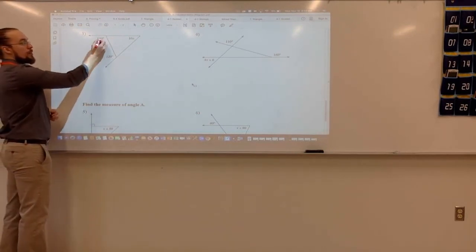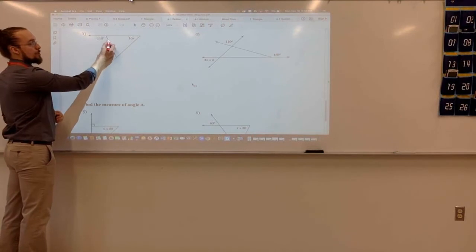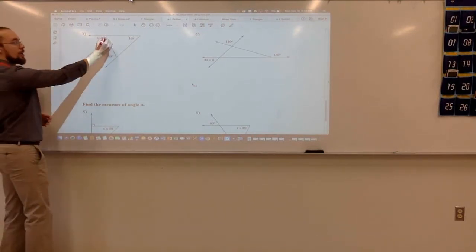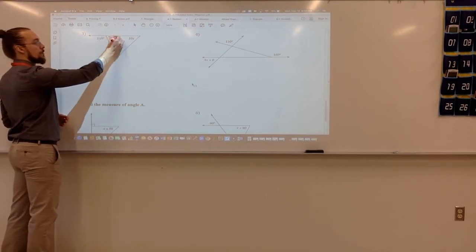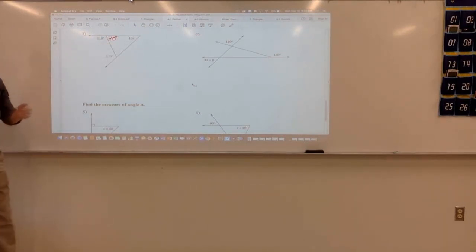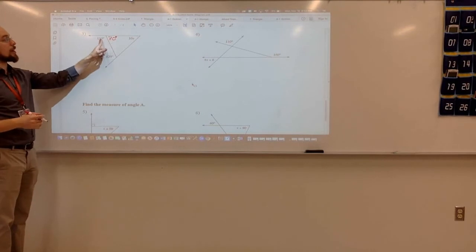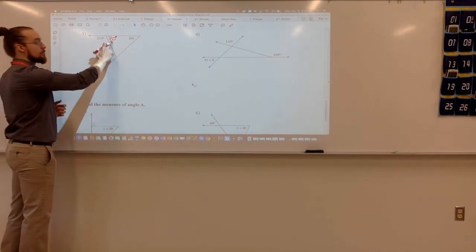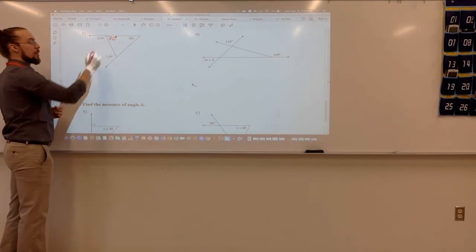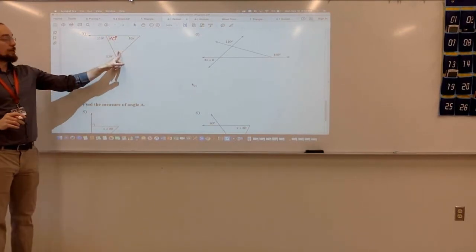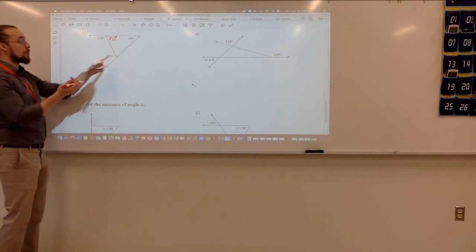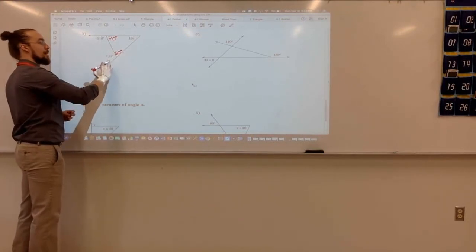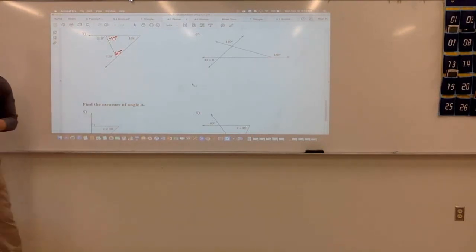So if I know that this angle is 110, what's the measure of this angle? 70. How do we know that? Okay, a straight line or linear pair has to add to 180. So if we take 180 minus 110, that gets me that this angle inside of the triangle would be 70. What about this one down here? Using that logic, it would be 60, right? 180 minus 120 is 60.